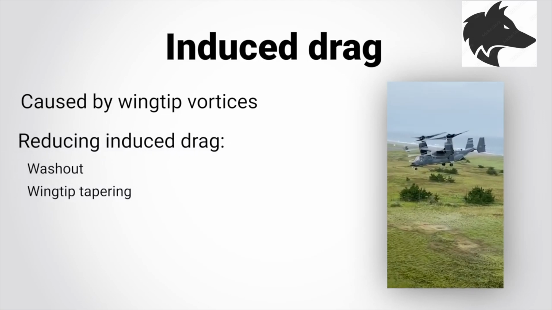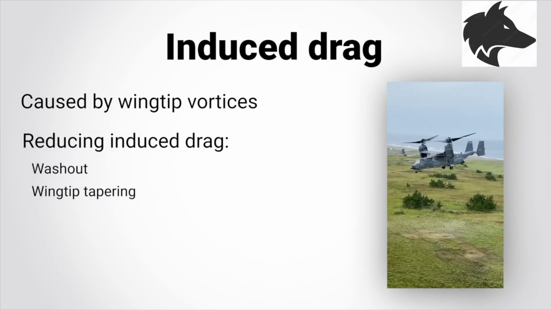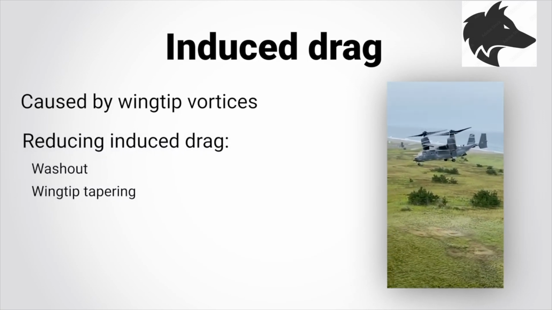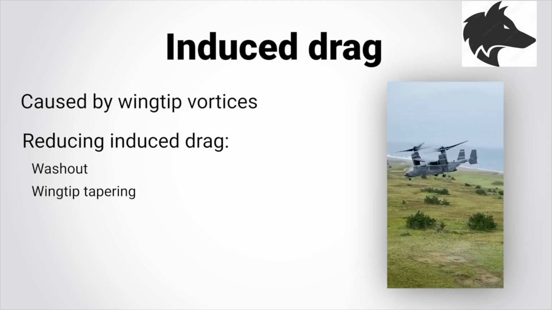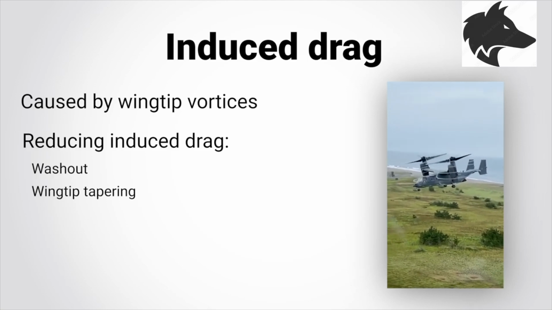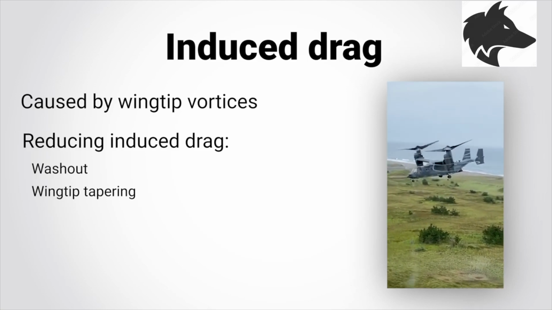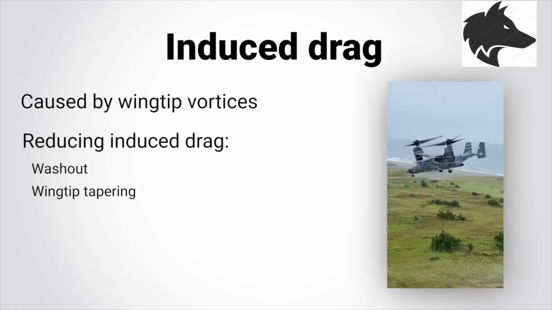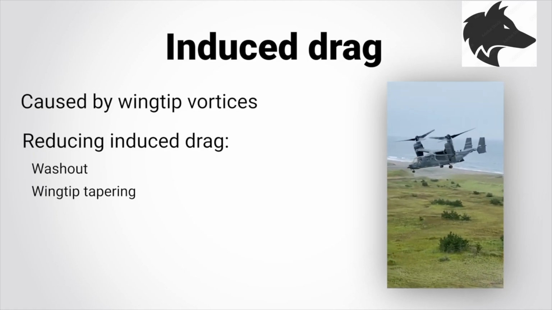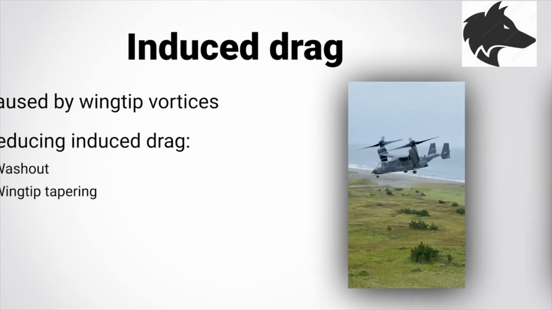Methods to reduce induced drag include washout and wingtip design or taper. Washout reduces the angle of incidence from root to tip, thereby reducing the potential angle of attack which causes wingtip vortices. With blade tapering, the blade's surface becomes larger from tip to root, providing a more evenly distributed lift production along the span of the rotor blade.